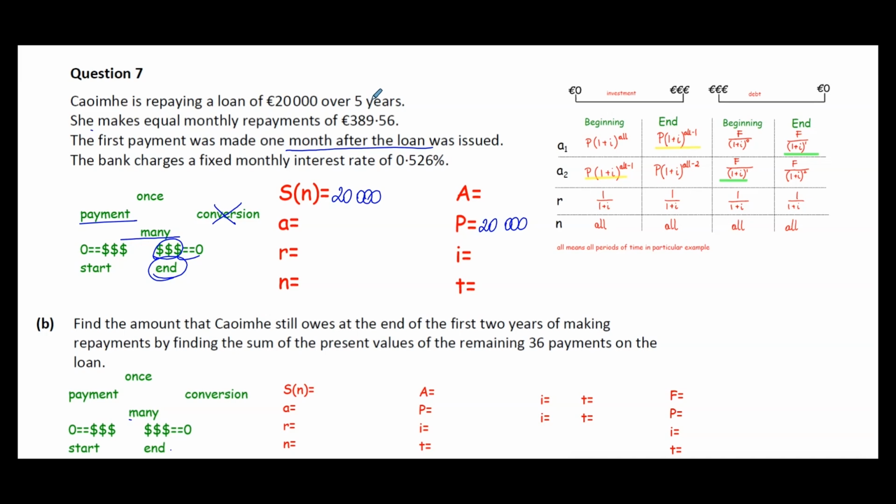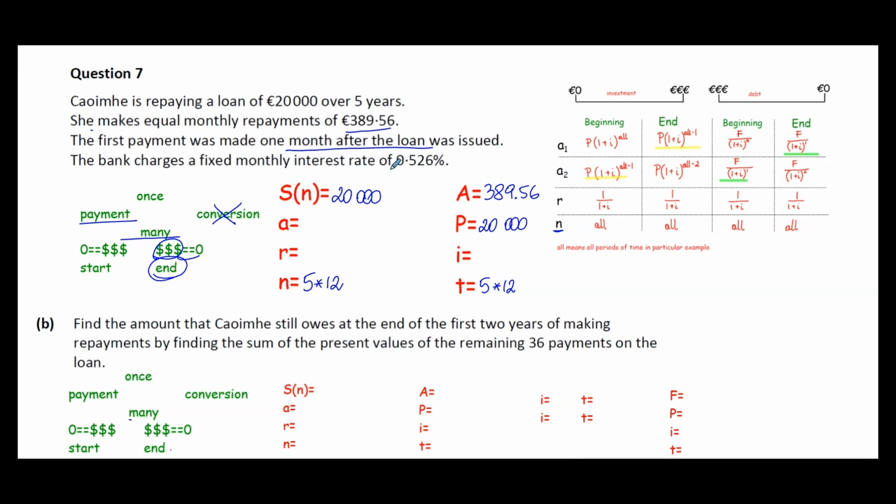Then we are talking about 5 years, so that's about time. Now she is paying monthly, so that will be 5 years multiplied by 12 months. And again, when it comes to n, that's the same value, all periods, so 5 years multiplied by 12. Then we have the monthly repayment. So in the formula for amortization, that's my 389.56. That's what we are having here.